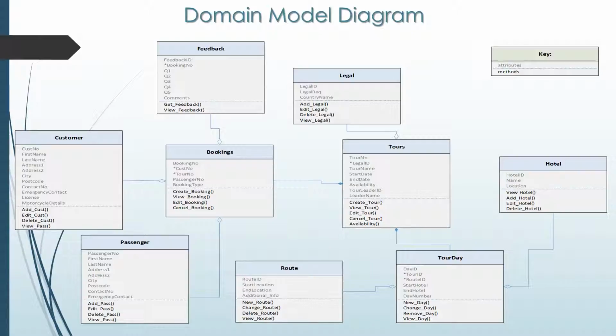This certain relationship is a composition, as bookings would not exist without the entity of tour. Examples of aggregation can be seen in the relationship of customer and booking, as a customer can still exist, as it has everything it needs to stand alone as an entity without booking.